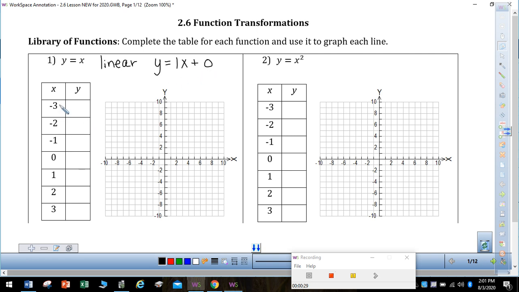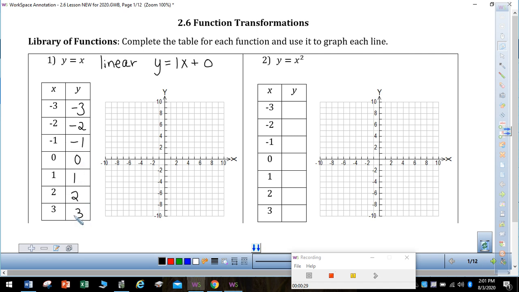Now, just using those two facts, we could get an idea of what our graph is going to look like, but let's go ahead and fill in the table since that's going to be our primary approach as we look at some of the other function equations. So if y is equal to x, whatever x is, that's what y is. So if x is negative 3, y is negative 3. When x is negative 2, y is negative 2, and so on. So let's go ahead and fill these in.